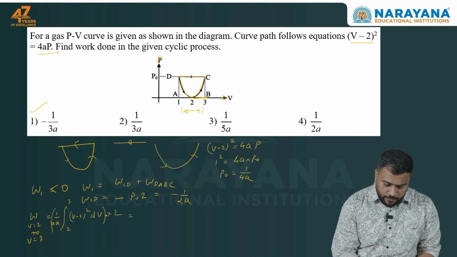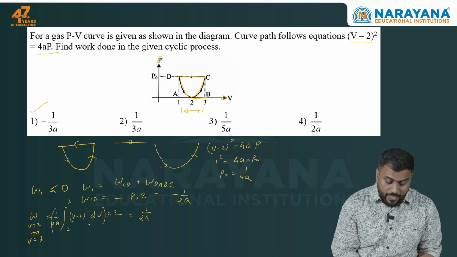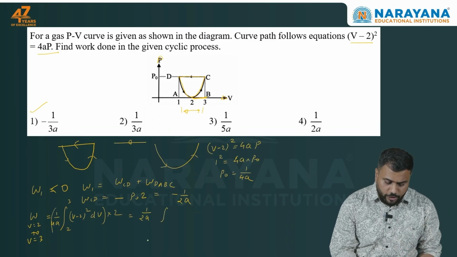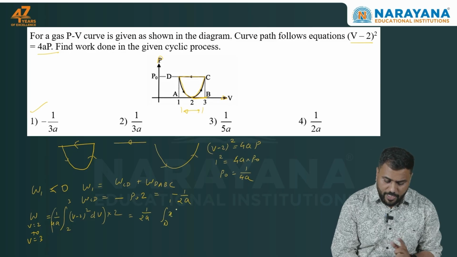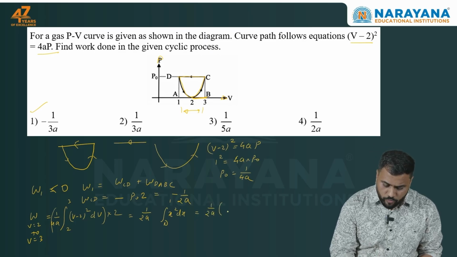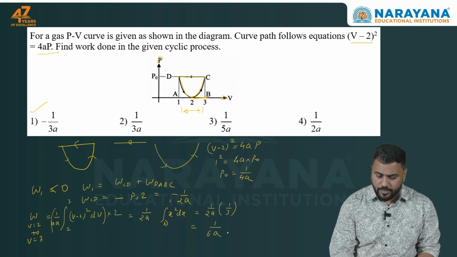So if I solve this expression, 2 times 1 by 4A is 1 by 2A. V minus 2 whole square, I can replace this V minus 2 by some x, then my integration limit will change to 0 to 1. If I replace V minus 2 by x, I am going to get x square into dx. The integration of x square dx will be x cube by 3, so 1 upon 2A into x cube by 3, the limit of x is 1, so 1 by 3 I am going to get here. So this is nothing but 1 upon 6A.